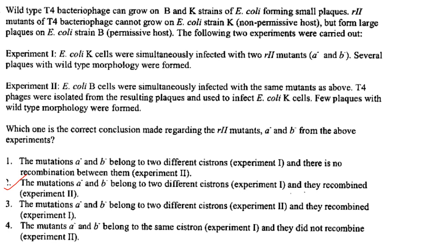So the question is, which one of the correct conclusions can be made regarding the R2 mutants A minus B minus from the above experiment? The correct answer is option 2. The mutations A minus and B minus belong to two different cistrons, that is in the case of experiment 1, and they recombined in the case of experiment 2. So the answer here is option 2.